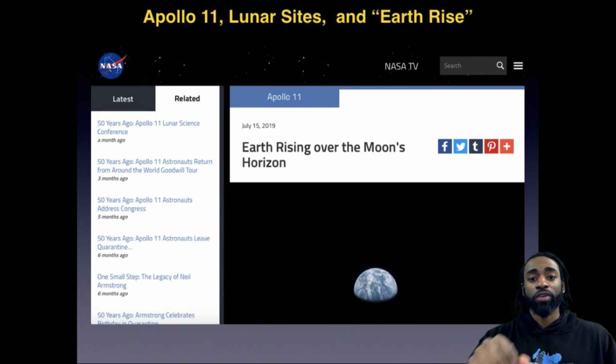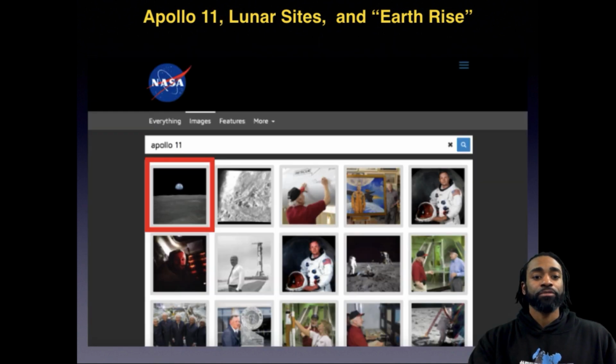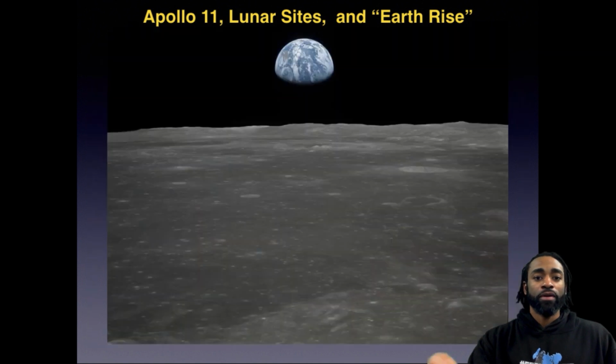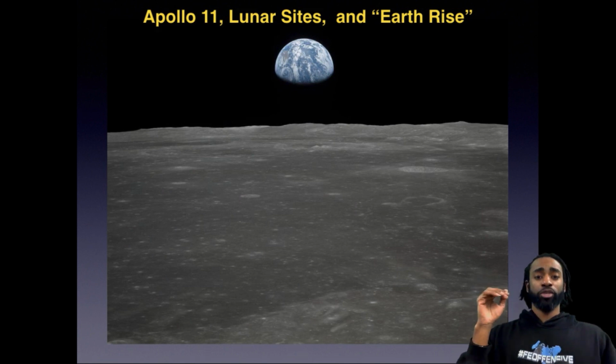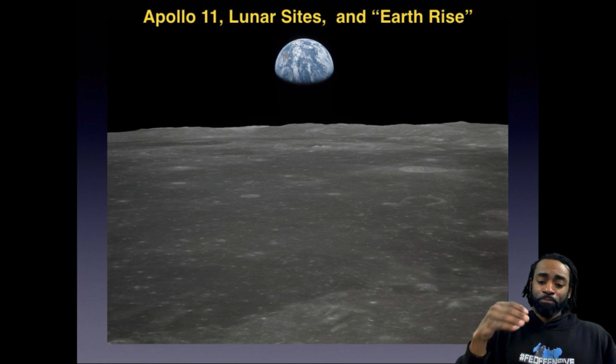All right, now on nasa.gov, I go there, I type in Apollo 11, and we have this picture, Earth rising over the moon's horizon. So I click on images, click on that one, download this straight from nasa.gov. Okay, and this is the Earthrise. This is the Apollo 11 Earthrise picture taken from the moon of the Earth on the moon's horizon, right?